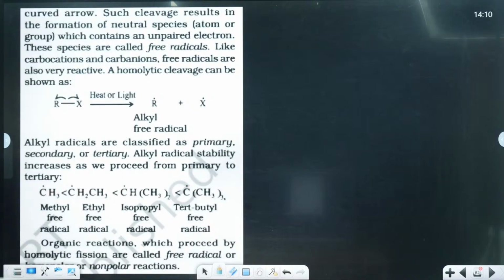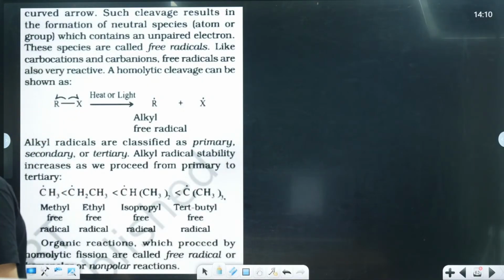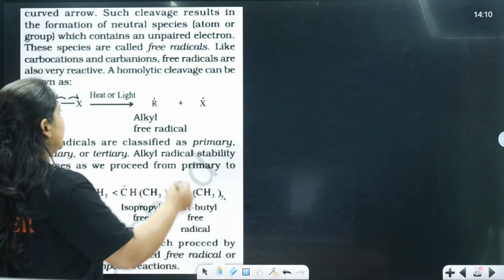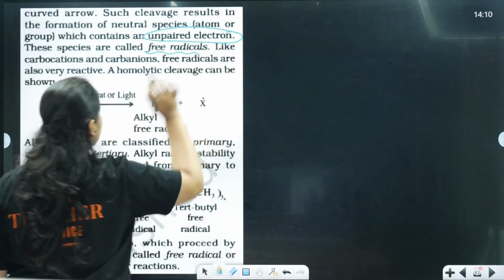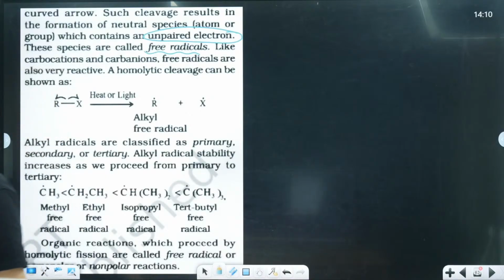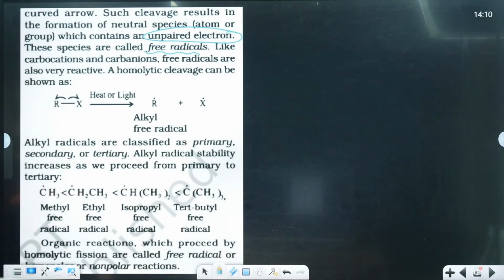Next, curved arrow. Such cleavage results in the formation of neutral species, atoms or groups which contain unpaired electrons. These species are called what? Free radicals. Whichever have unpaired electrons are called free radicals. Done. Next, like carbocations and carbanions, free radicals are also very reactive.